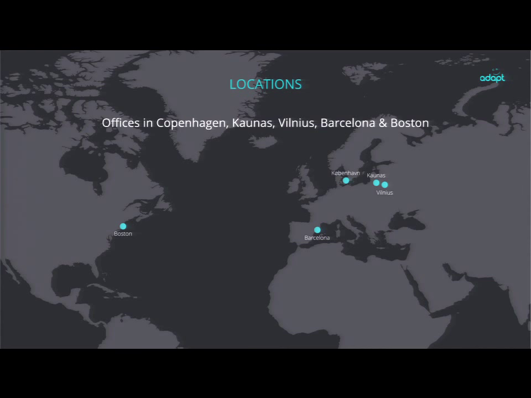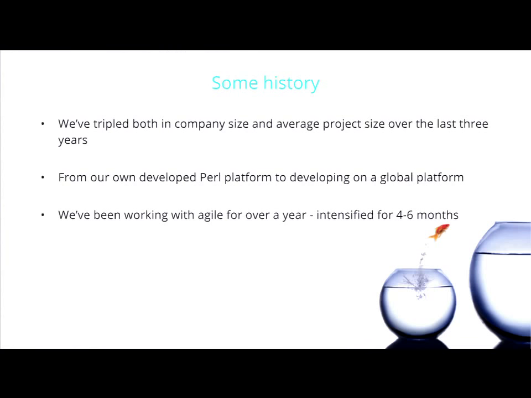We're an international company. We have offices in Copenhagen, Kaunas, Vilnius, here in Barcelona, and one in Boston. To tell you a bit about what we've been through, over the last 3 years, we've tripled our company size and tripled our average project size. We've gone from only developing on our own Perl platform to developing on a global platform, Drupal. And we've been working with Agile for over a year, but we've intensified the process during the last 4 to 6 months.